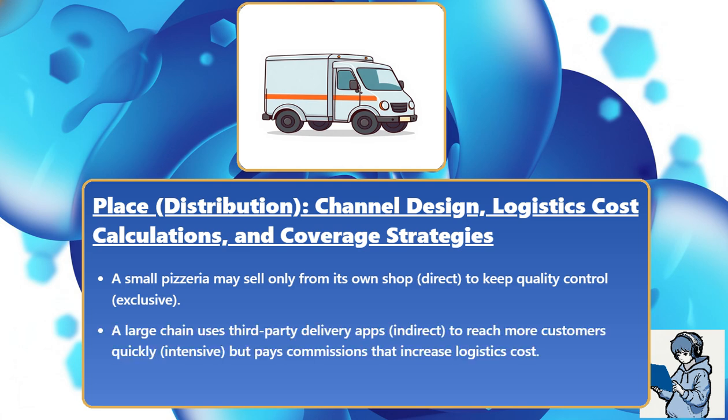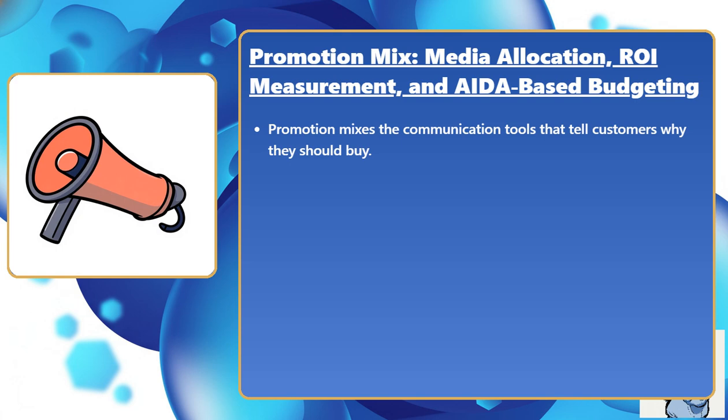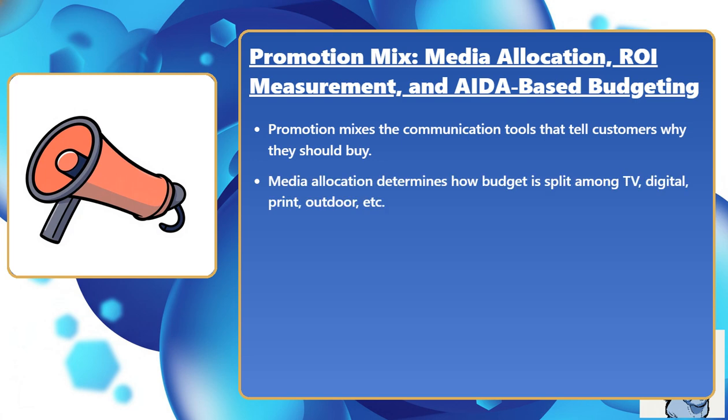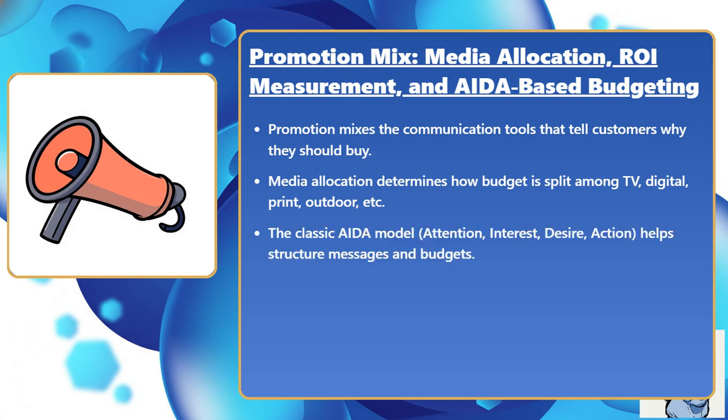A large chain uses third-party delivery apps (indirect, intensive) to reach more customers quickly, but pays commissions that increase logistics cost. Promotion mixes the communication tools that tell customers why they should buy. Media allocation determines how budget is split among TV, digital, print, outdoor, etc. The classic AIDA model (attention, interest, desire, action) helps structure messages and budgets.